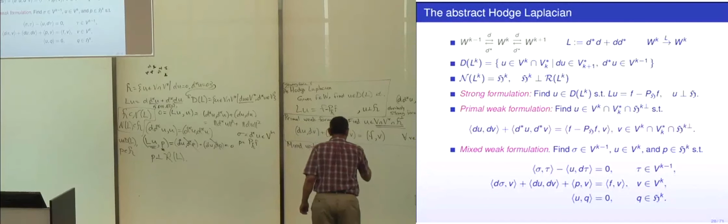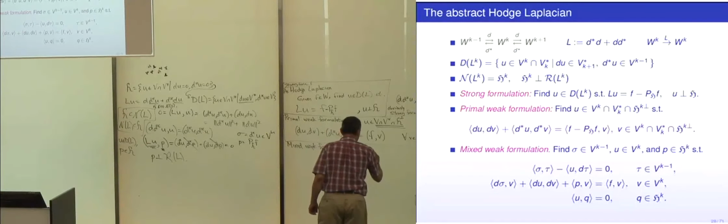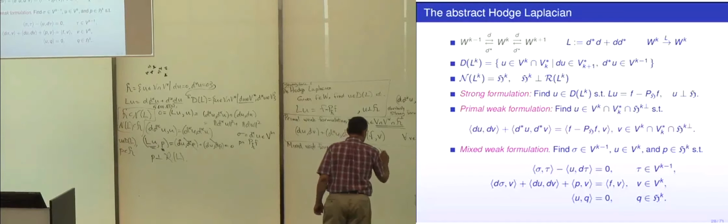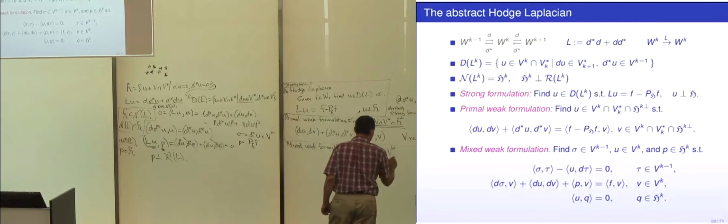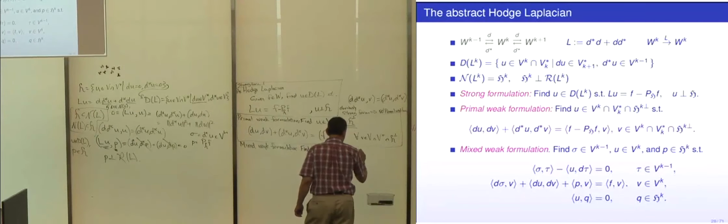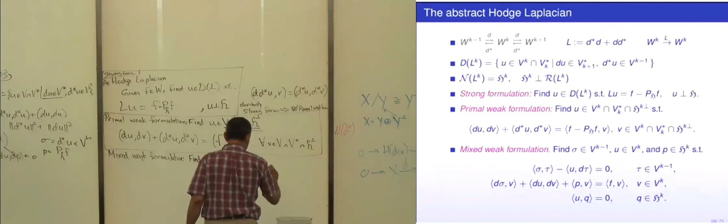So now what we want to do is find sigma and u and p, and they should be in V k minus 1 and V k and H.